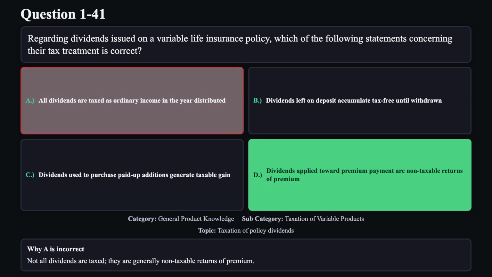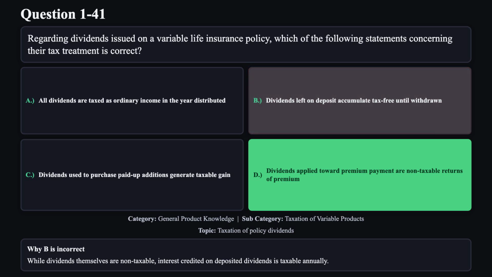Reason A is not correct. Not all dividends are taxed. They are generally non-taxable returns of premium. Reason B is not correct. While dividends themselves are non-taxable, interest credited on deposited dividends is taxable annually.